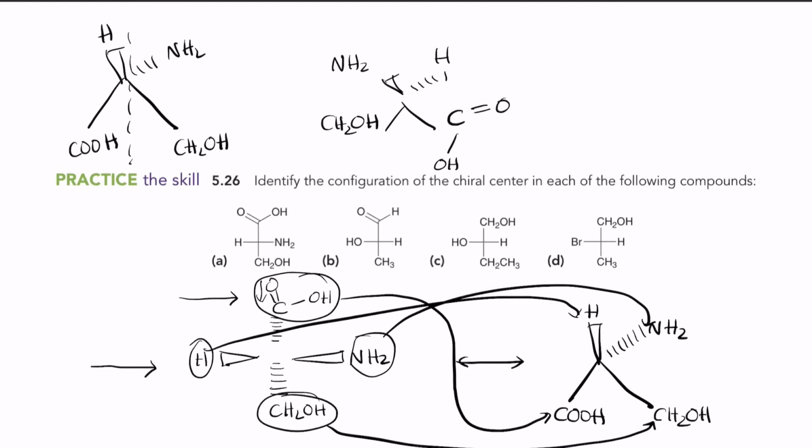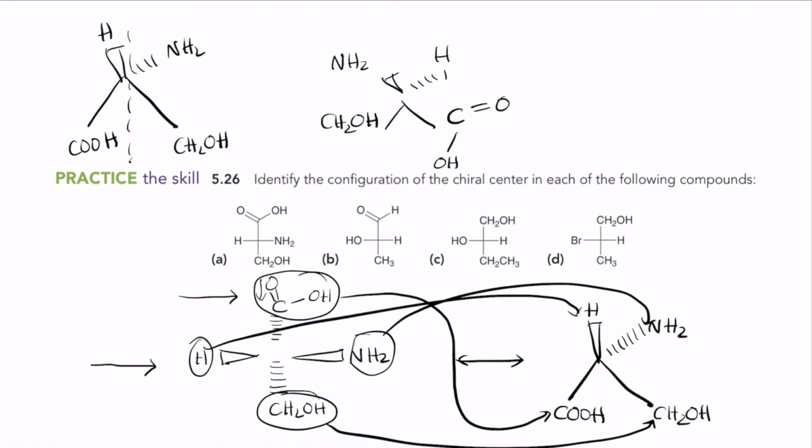So based on what we see here, what can we write now? Now let's start assigning priority for each of these. The largest one here is nitrogen, so that gets the first priority. Next, between the two carbons, this is connected to two hydrogens, but this is connected to two oxygens. So this gets second priority and this gets the third priority.